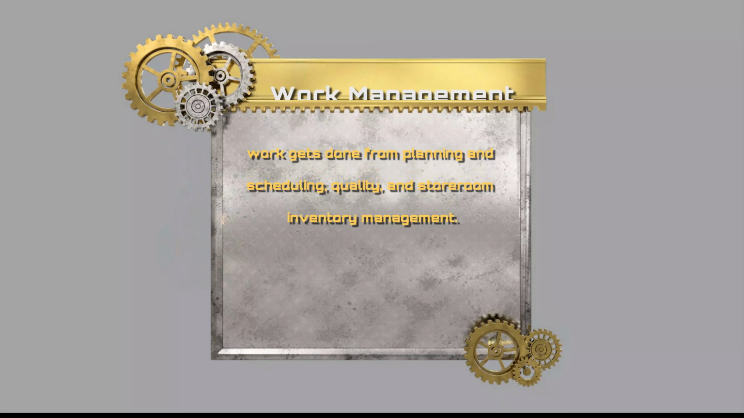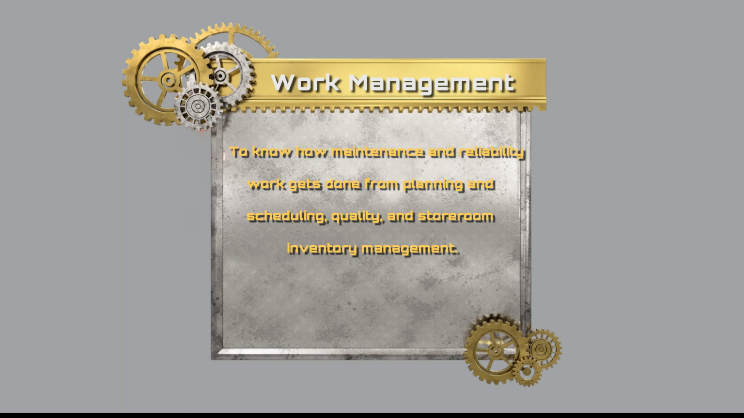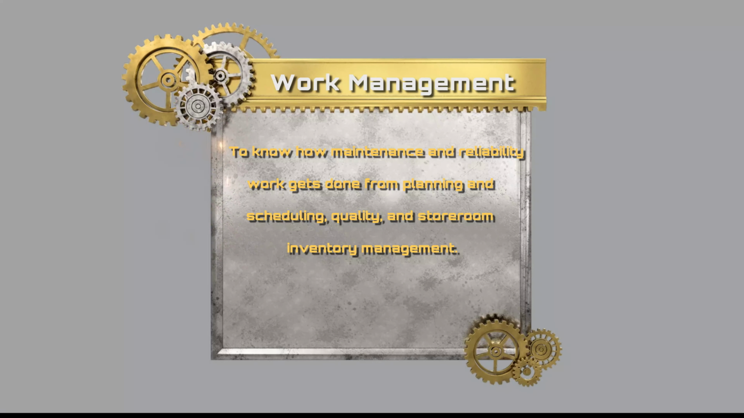The final of the 5 pillars is work management, to know how maintenance and reliability work together from the planning, scheduling, quality, and storeroom inventory management. Such areas may include maintenance workflow, work order management, storeroom management.